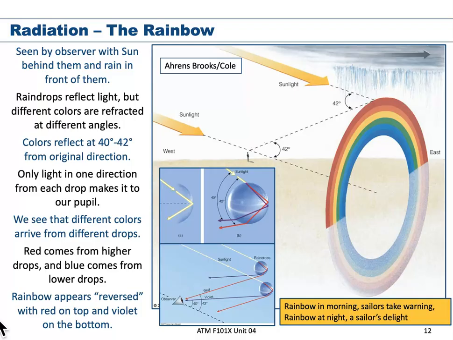The sailor's warning includes an assumption about the predominant direction of the wind. Can you explain the meteorology behind the warning? Rainbow in morning, sailors take warning. Rainbow at night, a sailor's delight.